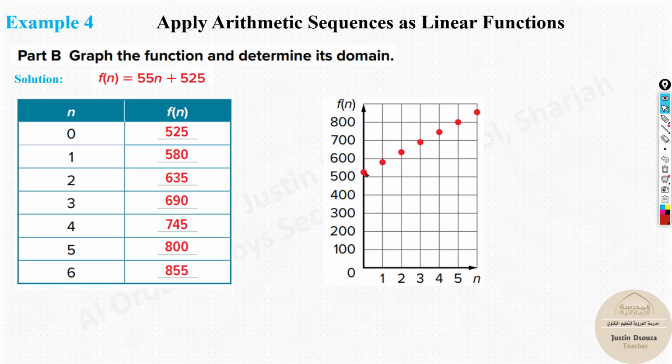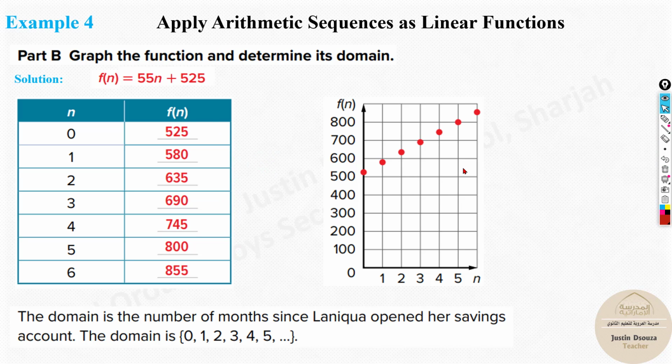So initially she started with 525, next month it was 580, and so on. It will be a straight linear graph. Always arithmetic sequence will be linear. Do you know why it will be linear? Because it is having a common difference. The slope is always same, 55, right? When the slope is same throughout, it's going to be a linear function. That's it. So this is how you graph it. And the domain would be over here, all these values from 0. Though you can't take minus, it's from 0.